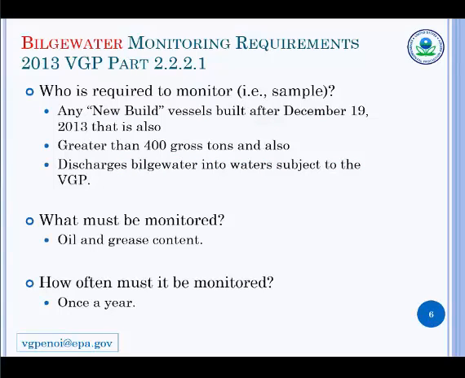The bilge water monitoring requirements are contained in Part 2.2.2.1 of the permit and include 3 criteria for who has to monitor and submit DMR data. Namely, any new build vessels greater than 400 gross tons and that discharge bilge water into waters subject to the permit are required to monitor their bilge water and submit the results of that monitoring. The permit defines new build as any vessel built after December 19, 2013.